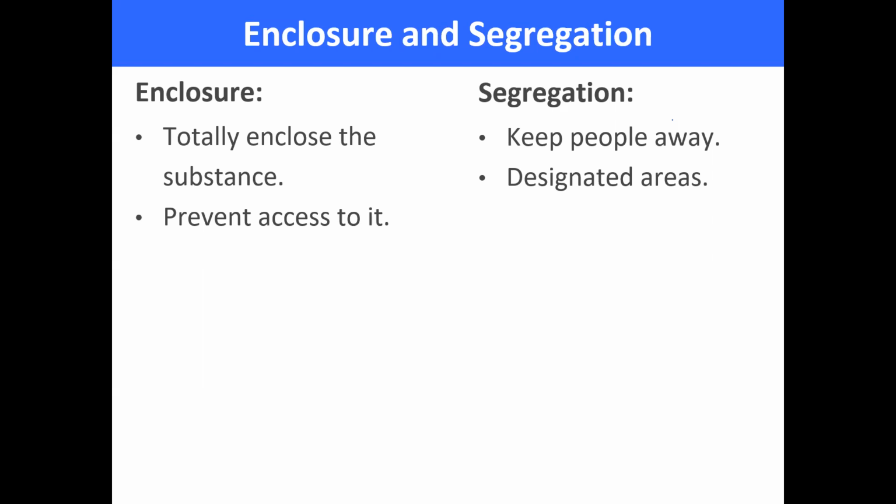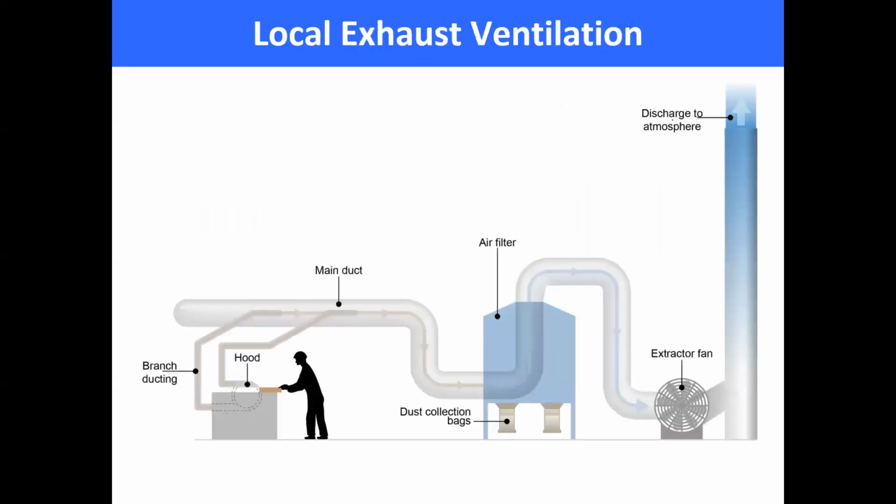Okay, enclosure and segregation is another control measure. So you can totally enclose a substance, prevent access to it, keep people away, and design designated areas.